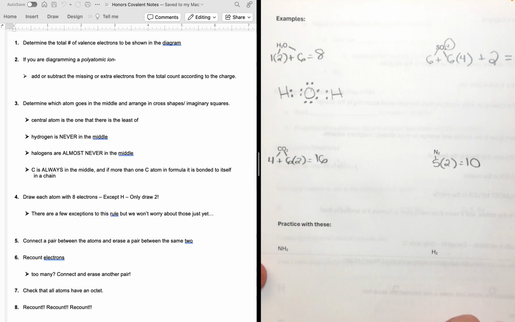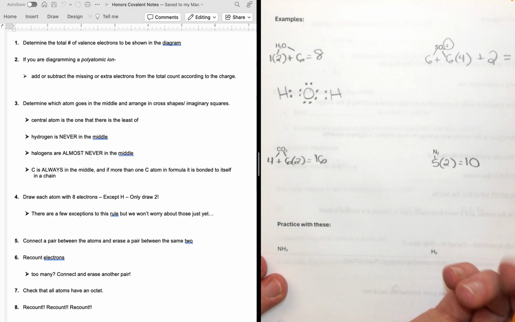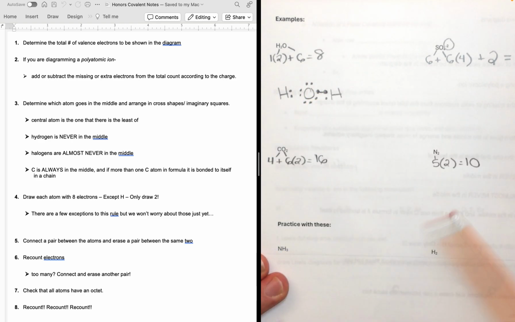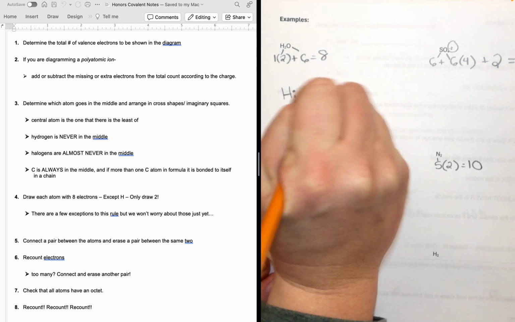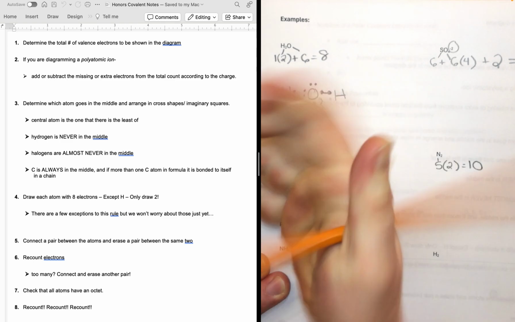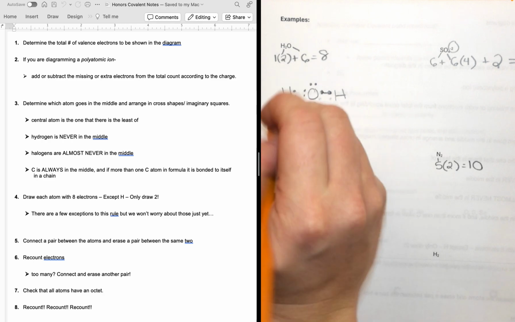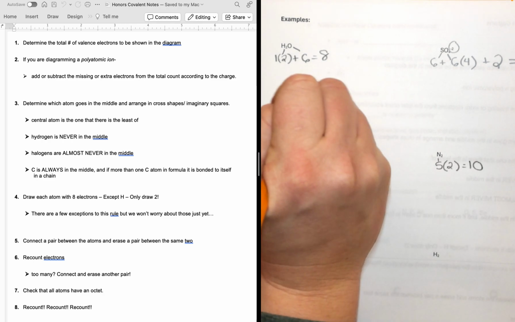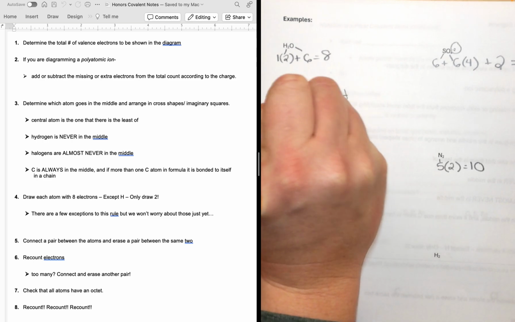Now, connect a pair between the atoms and erase a pair between the same 2. So if I connect this from oxygen to hydrogen, I'm then going to erase 1 from oxygen and hydrogen on this side. And then I'm also going to connect a pair from hydrogen to oxygen on this side and erase a pair. I want everything to be attached to the central atom, whatever one is in the middle. Okay?